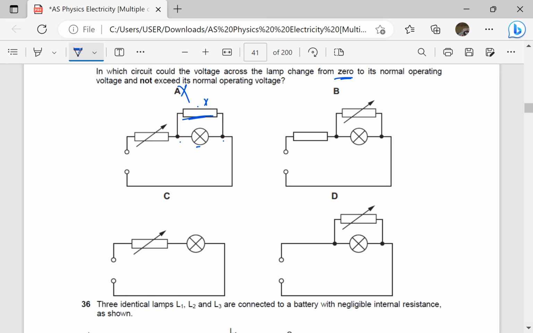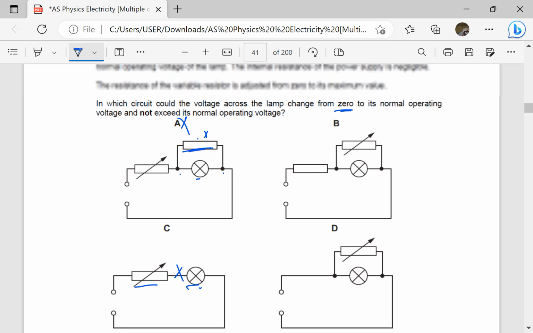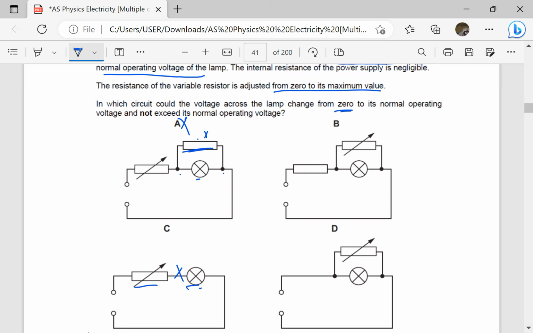Then here we can also try to inspect this. Here it is showing that the variable resistor is in series with the battery. It means as there is a current flowing through the lamp, the PD across the lamp will never be 0, so this one is also out. Then we go to inspect B.